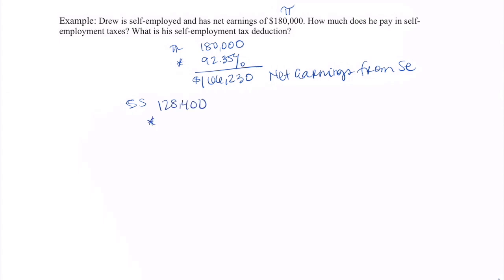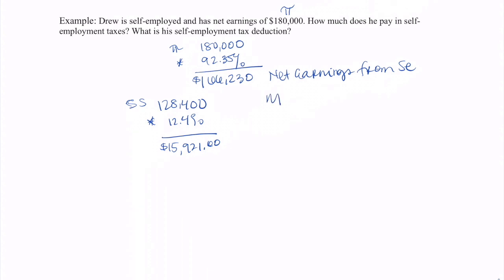So $128,400 times 12.4%, both the employer and the employee's portion here, and that gives us $15,921.60 as the Social Security component.